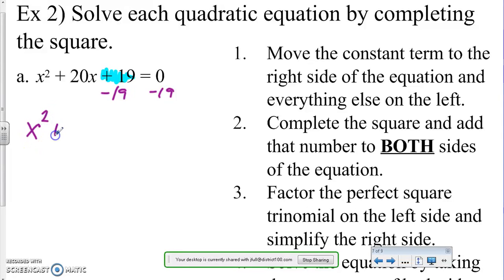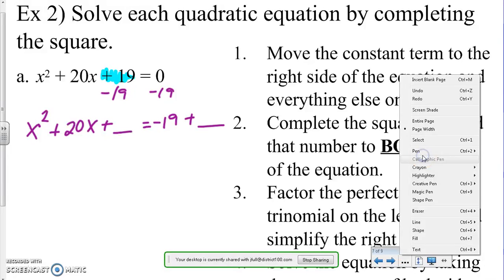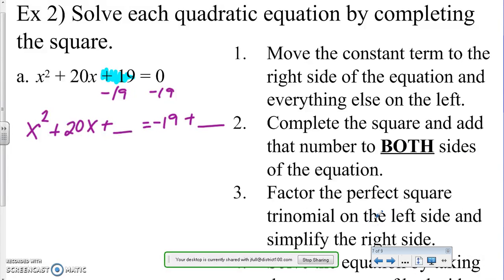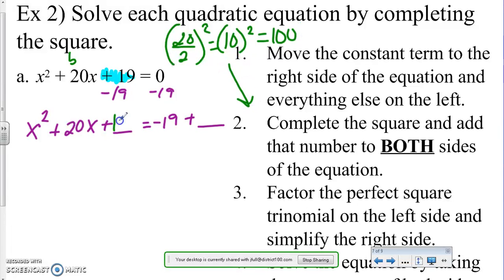before I do anything, I like to put this with a blank on each side. Because I'm going to complete the square and find a number to put in that blank, and it's going to be the same on both sides. So it helps me remember the right side, because a lot of times students forget that. Okay, so what we're going to do is take our b and divide it by 2. So 20 divided by 2, and then square it. So 20 divided by 2 is 10, and 10 squared gives us 100. So that's going to be our step 2. That means we're going to put 100 on both sides of the equation.